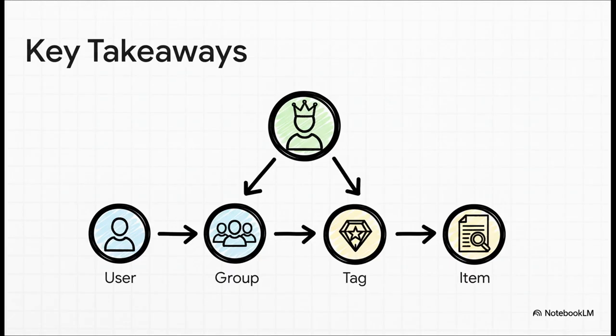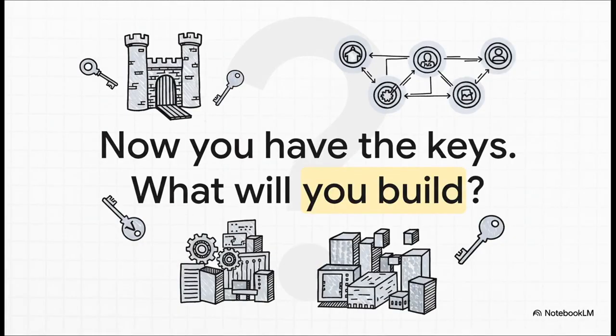All right, let's wrap this all up. If you remember nothing else, remember these key points. Rights are never direct. Accounts, both human and service, go into groups. Groups get their power from access tags. Those access tags live on the data items. And finally, roles are what give you permission to manage the whole system. That's the entire model right there.